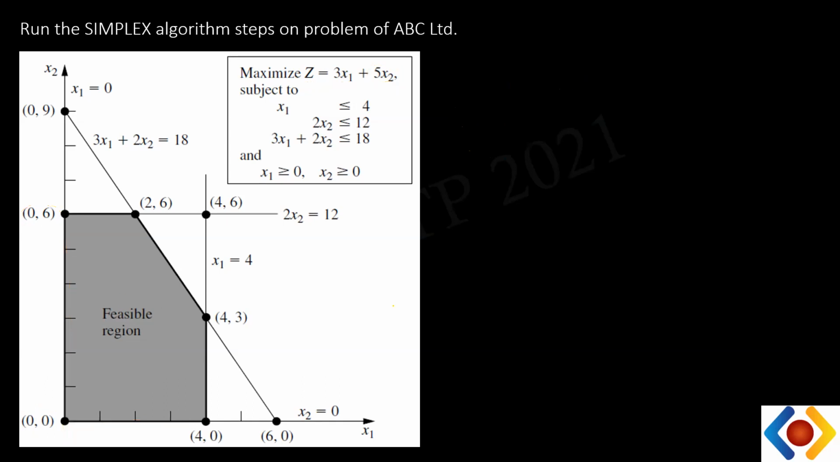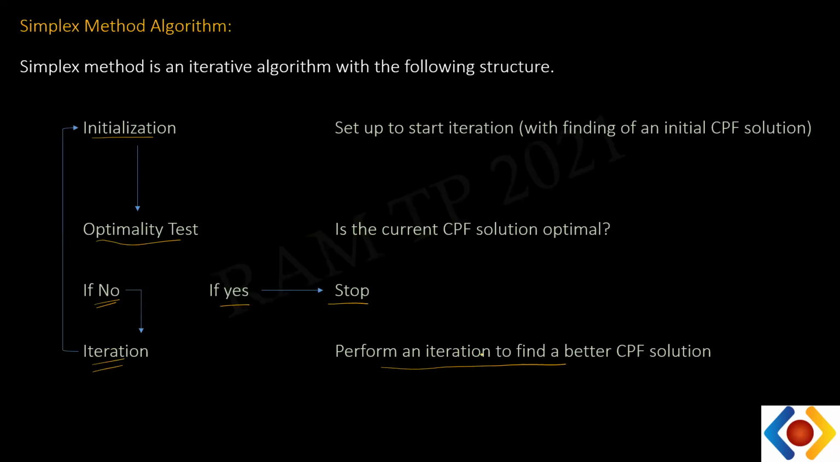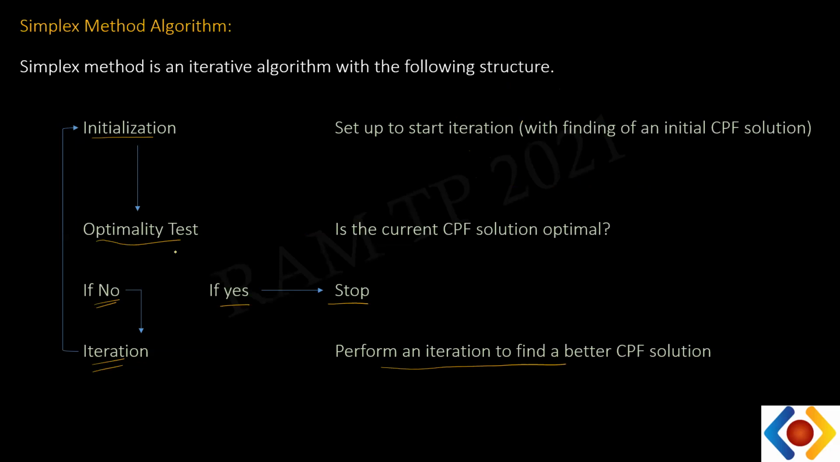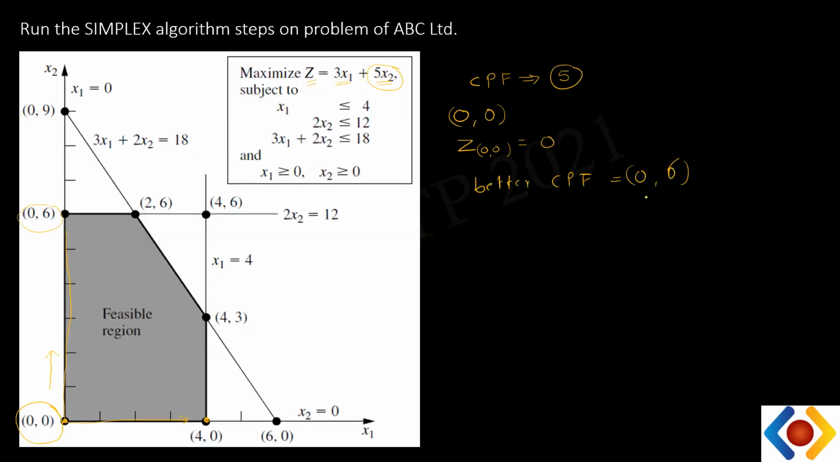So that's the third step: perform an iteration to find a better CPF solution. So which is a better CPF here? 0.6, right? The better CPF is 0.6. So I figured out the better CPF. Now again, we are back to the same. So this becomes my initial solution. Now 0.6 is something which I'm trying to evaluate.